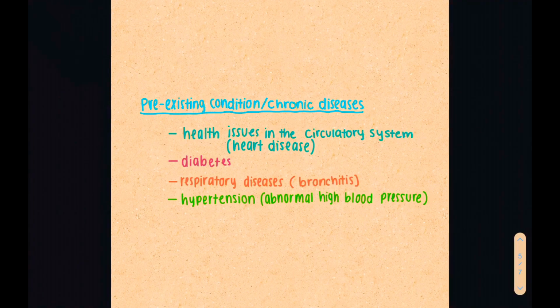Some examples of pre-existing conditions that could be deadly for those who have the coronavirus are people with health issues in the circulatory system. Examples are heart disease, diabetes, respiratory diseases such as bronchitis, and hypertension, which is abnormally high blood pressure.